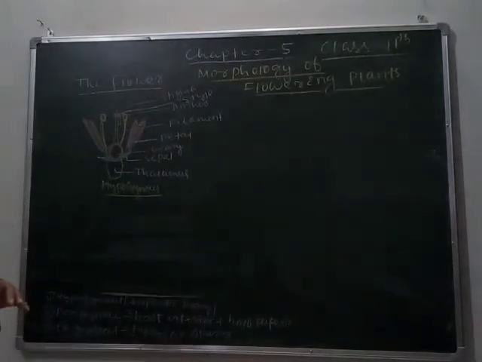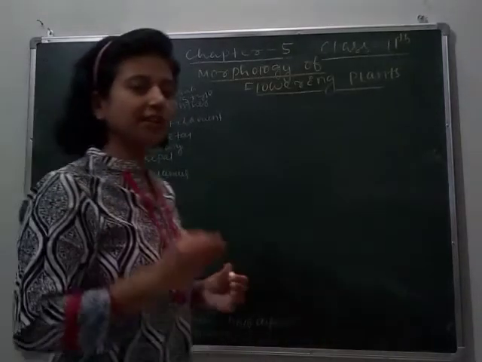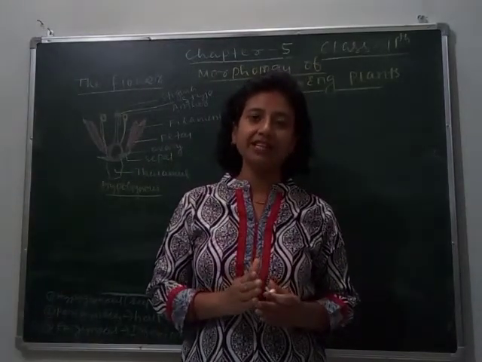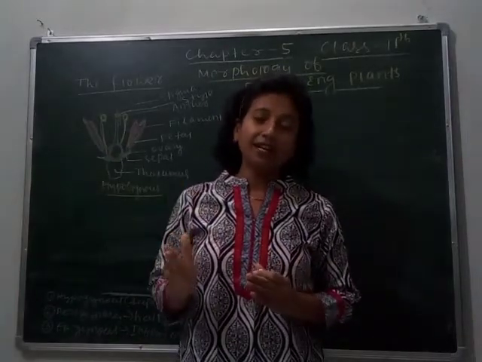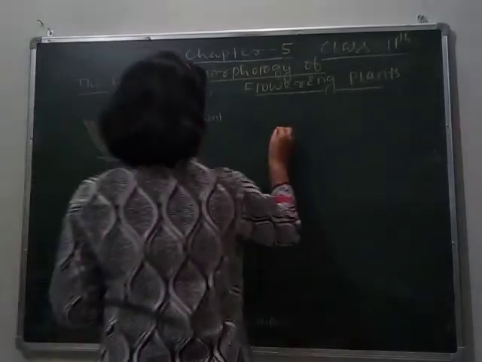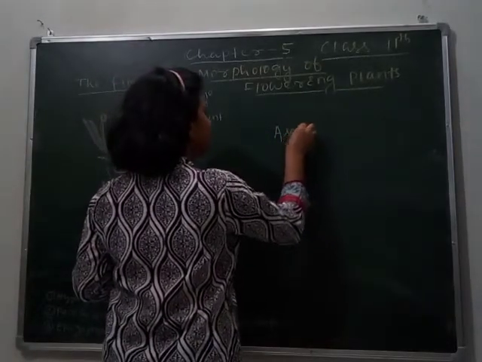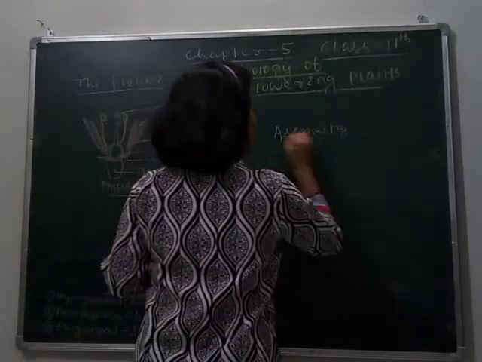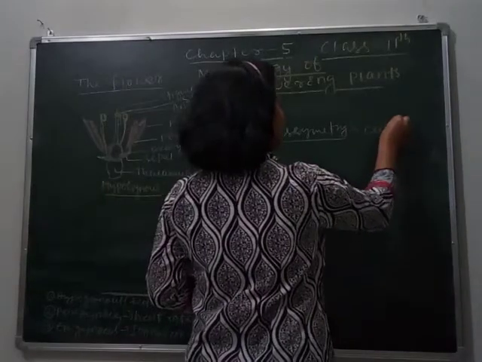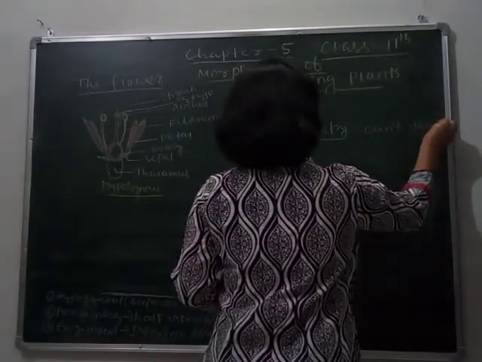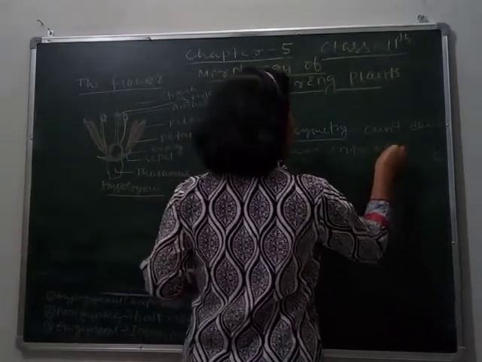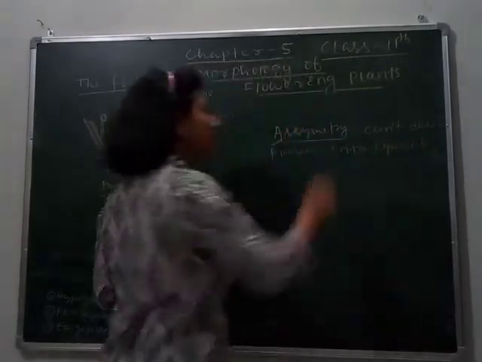So I have told you how many types of flowers there are: unisexual, bisexual, then on the basis of their symmetry they are divided into actinomorphic, zygomorphic, then asymmetry. In asymmetry, we can't divide the flower into equal halves. So this is called asymmetry.